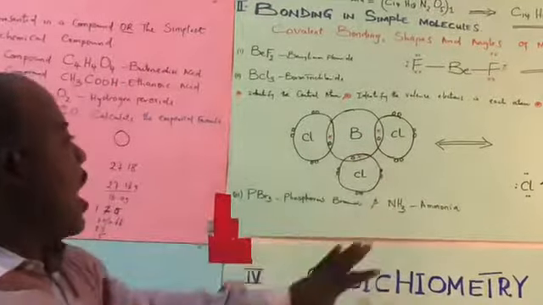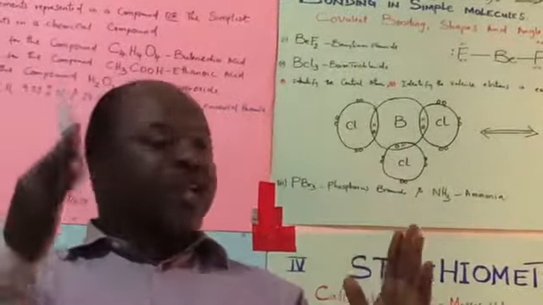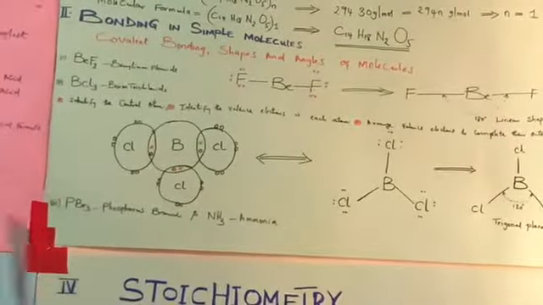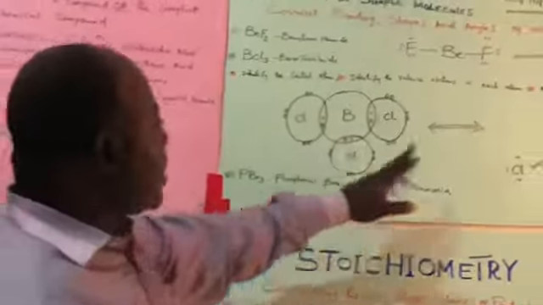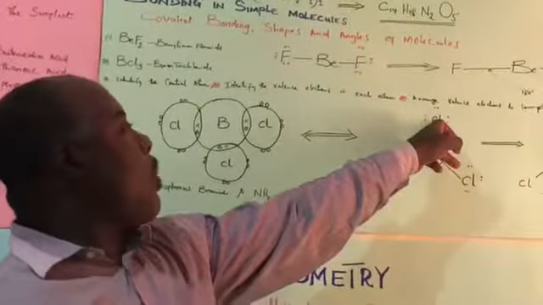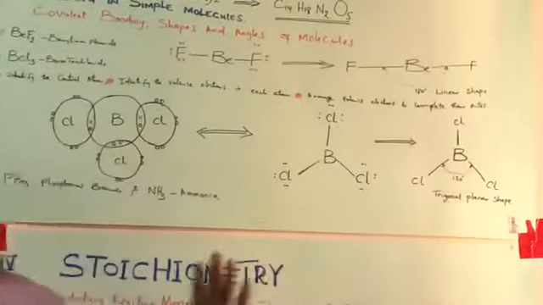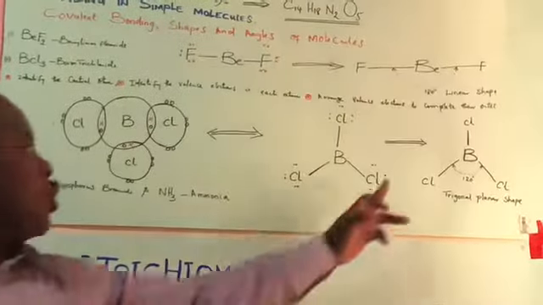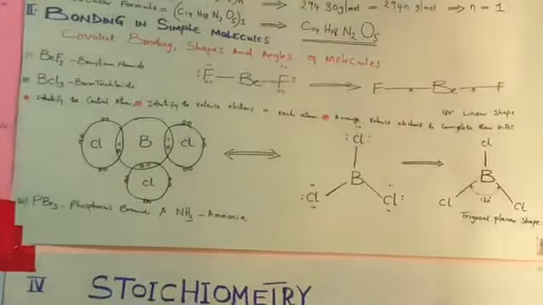Now, how the bonds are arranged gives boron a trigonal planar shape. This trigonal planar shape is like a triangle. There is one atom of chlorine up, another on one side, and another on the other side, giving an angle between the bonds of 120 degrees. This is a trigonal planar shape.